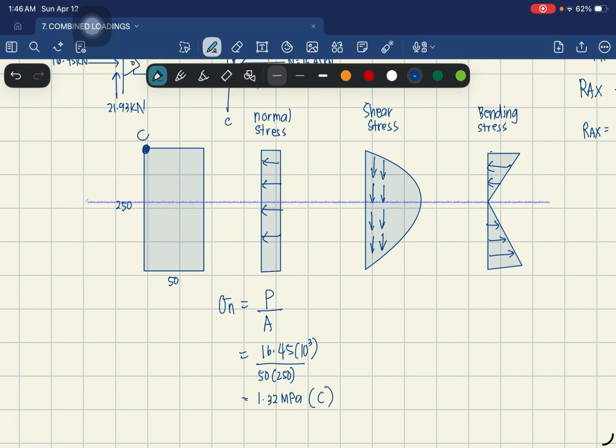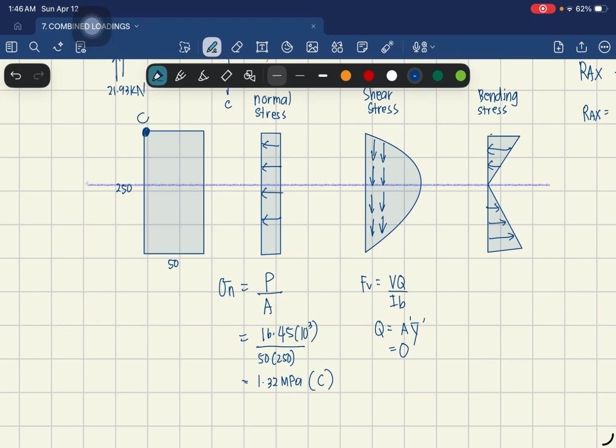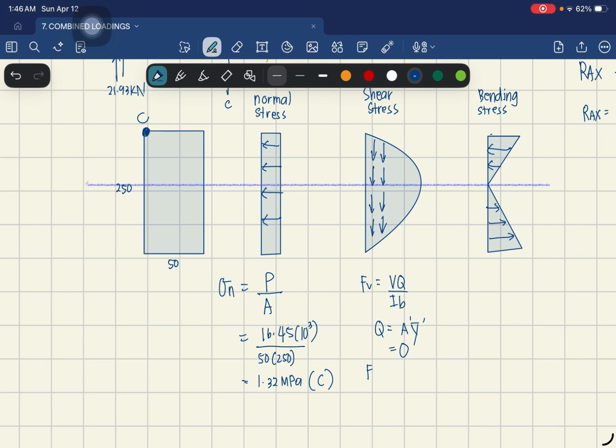Then, for the shear naman, yung shear natin is VQ over IB. Since yung Q dito is area prime times y bar prime. Since wala ka dito i-consider na area dun sa tuktok, so yung area mag-equate siya sa 0. Basically, yung Q natin is 0. So, anything that multiplies with 0 mag-equate sa 0. So, 0 yung shear natin sa topmost fiber.